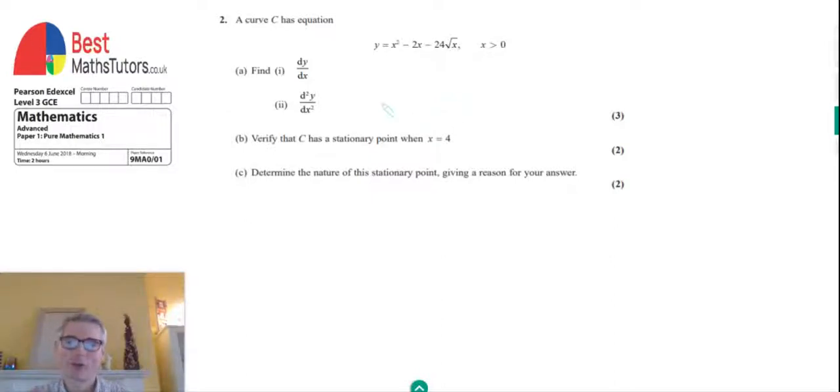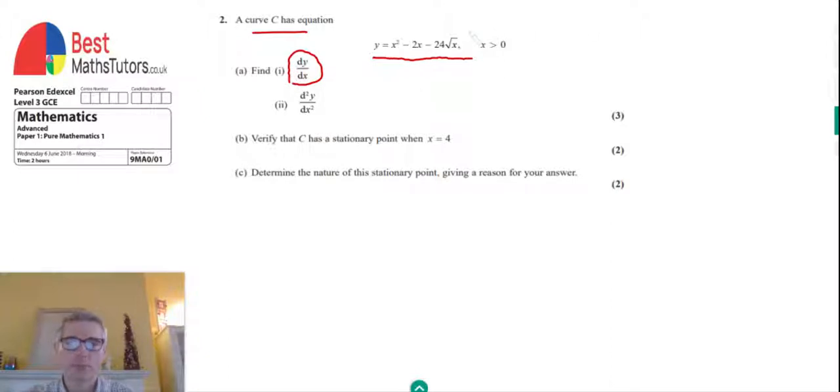I'm continuing to go through the Edexcel A-level paper from 2018, and this is paper 1, and we're on question 2. So question 2 is a calculus question, and we're told that a curve has got this equation, y equals x squared minus 2x minus 24 root x. And the first thing we've got to do is differentiate it, so we've got to find dy dx.